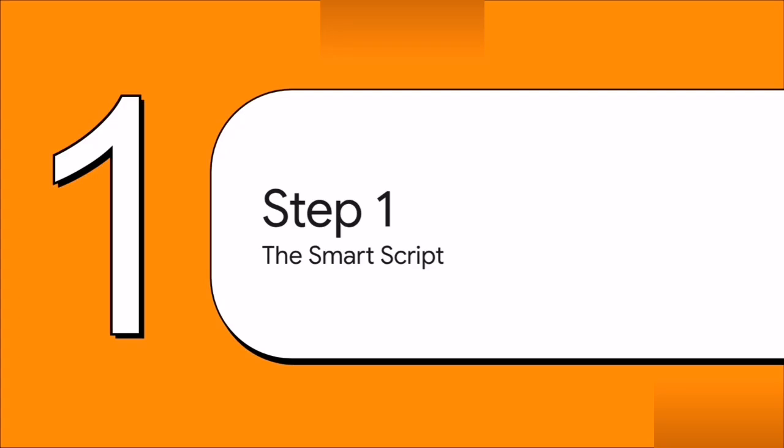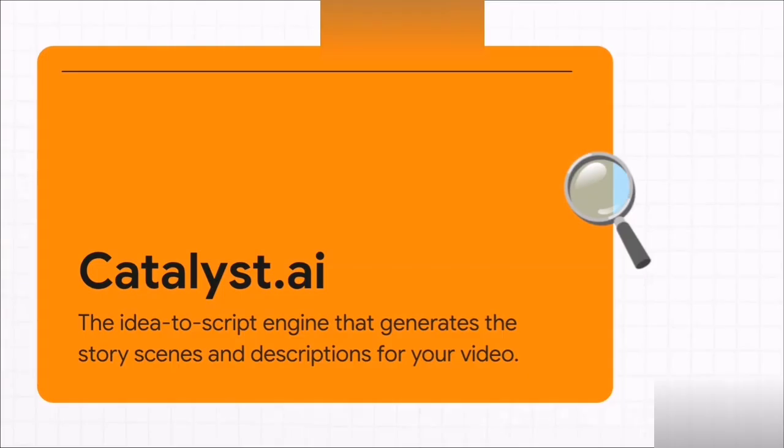Everything starts not just with an idea, but with this powerful idea-to-script generator that does all the heavy lifting for you. So, the very first tool in our little assembly line here is Catalyst.ai. Now, this thing is designed to be a storyboard builder. So instead of trying to wrestle with ChatGPT to get your scenes right, you just give Catalyst one single prompt, and bam, it builds out the entire sequence for you, automatically.